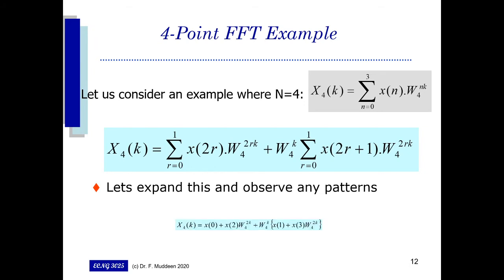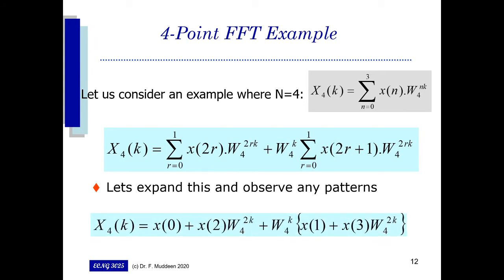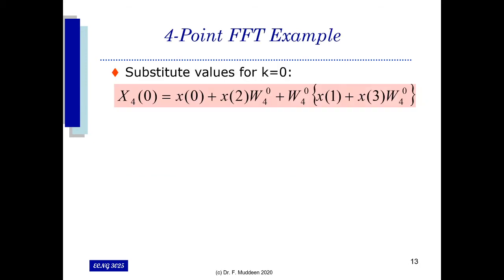When we expand this out and start substituting values for k equals 0, then 1, 2, and 3 accordingly, we want to observe what happens when we do it for X4[0] first, and keep on going. So when k is equal to 0, that means we have to solve initially for x[0] and x[2]. Let's put these on the left-hand side representing the inputs.